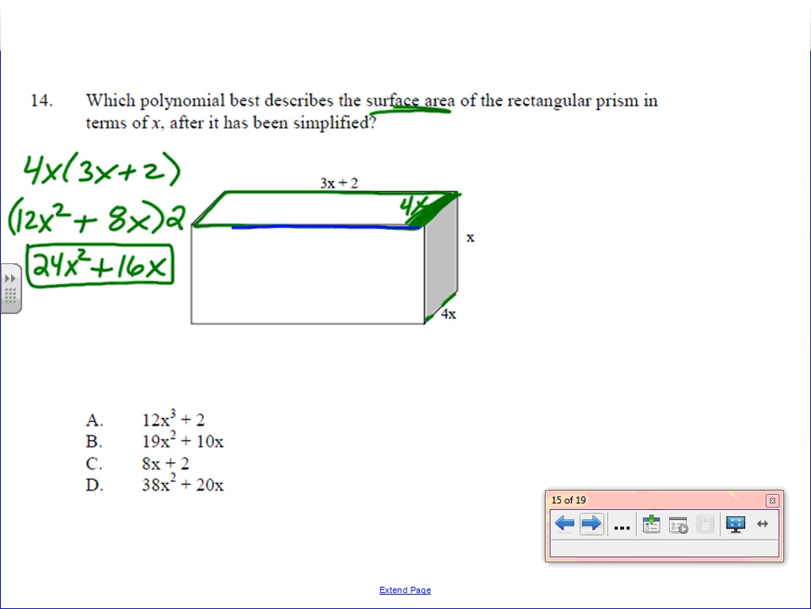Now I'm going to look at this big rectangle here, the front. Let's look at the front. I want to find the area of that rectangle, so I need to multiply the length and the width. This piece right here, how long is this piece?